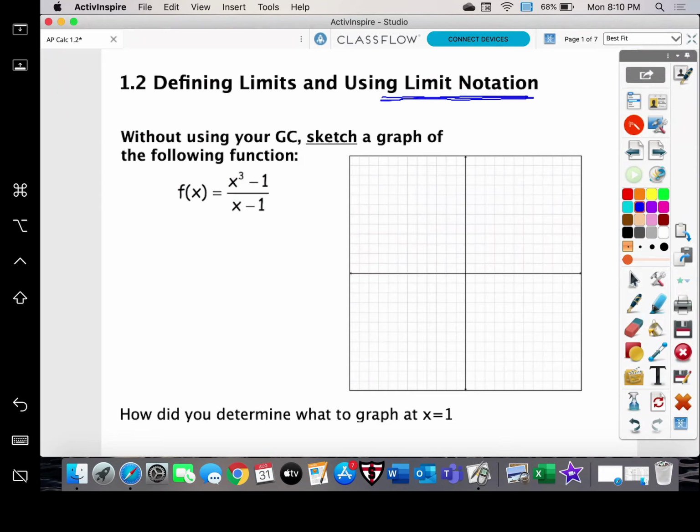But before we get there, I would like you to think about how, without your graphing calculator, you would sketch a graph of this function f of x. We have x cubed minus 1 in the numerator, x minus 1 in the denominator. How would you think about graphing that? Hopefully, right off the bat, you notice that something weird happens when x is equal to 1.